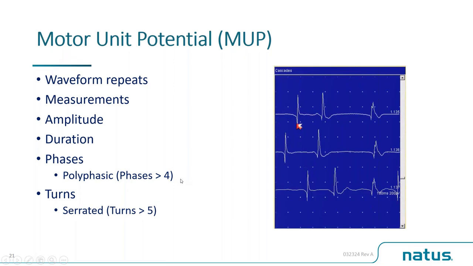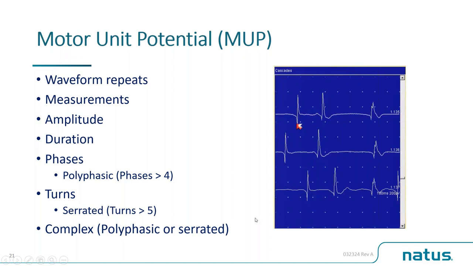Another quantification of the waveform is by looking at the number of turns, which is how many times does it change the direction. So this goes down, then it goes up, and that's it. So this has got only two turns. This may have three turns and so forth. So when you have more than five turns, that's considered abnormal, and we call such a waveform serrated. Another term that is used is complex waveforms. So that's a waveform which is either polyphasic or serrated or both. So these are the terminologies that are used in quantitative analysis.